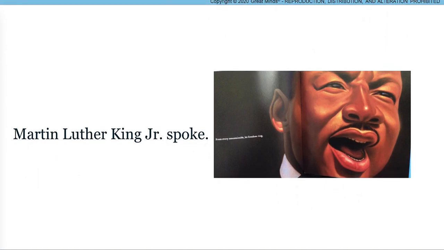Here is a picture or a page from our I Have a Dream book. Here we have Martin Luther King Jr. spoke. And here's a picture of him. Is he speaking in this picture? He is. How do you think you could describe how he's speaking? Maybe you're thinking Martin Luther King Jr. spoke loudly. He spoke confidently. Those words describe how he spoke or how he was speaking. Those are also adverbs.